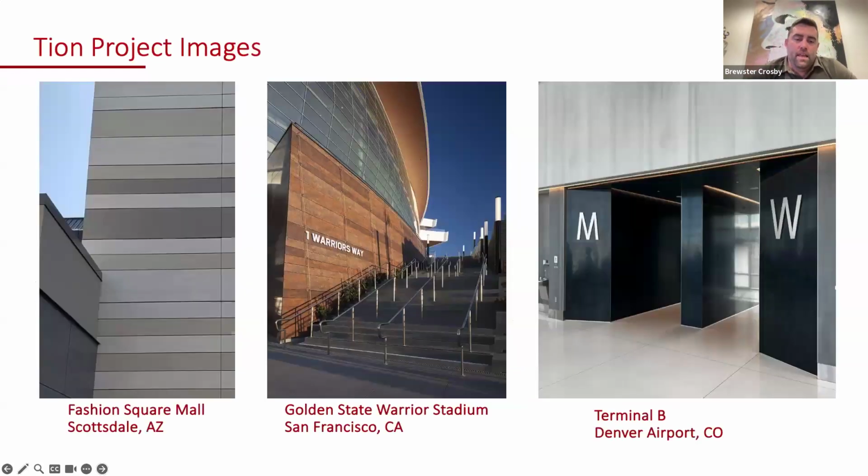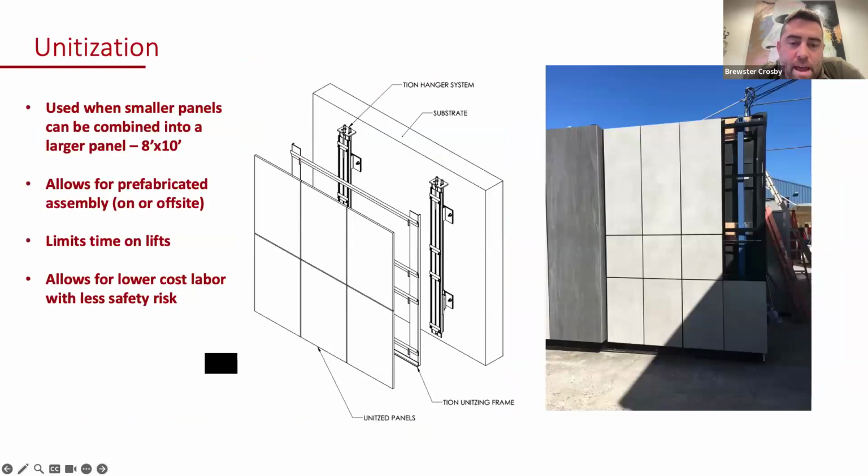Next slide. If we're talking about smaller panel geometries, like you see here on the left and in the middle, so Golden State Warriors Arena in the middle, Chase Center, we did that project. And you can see that there's much smaller panels. What we're doing is not putting two hangers per panel. Instead of that, we try to minimize the amount of hangers on a project for cost purposes. So what we'll do in this case is unitize it or panelize it. You can see in this diagram, there's a Tion unitizing frame. So we will fabricate these frames, and the installer will attach the panels to that frame prior to actually installing it to the building.